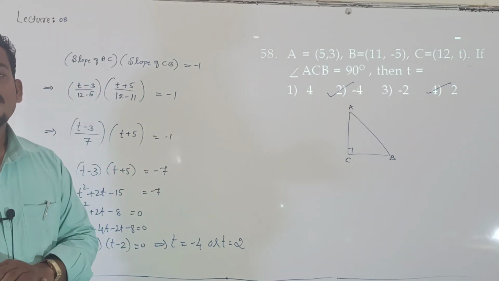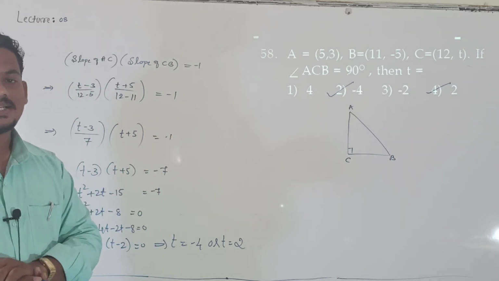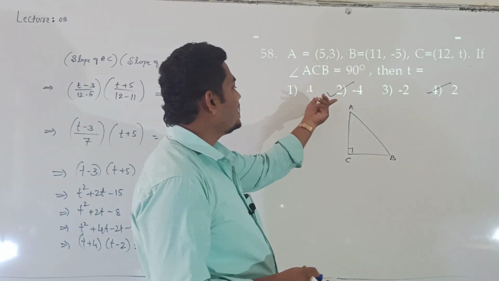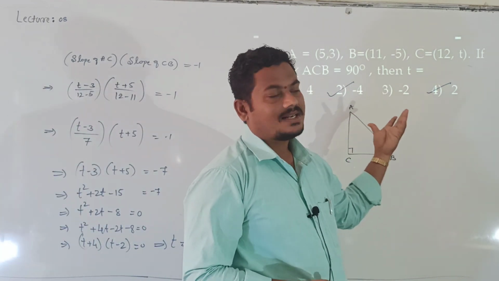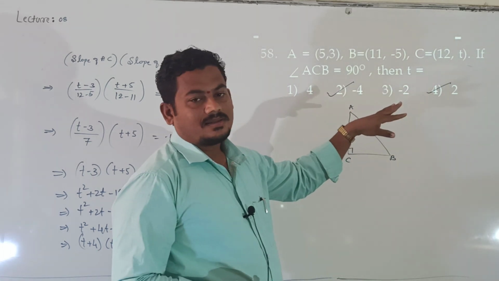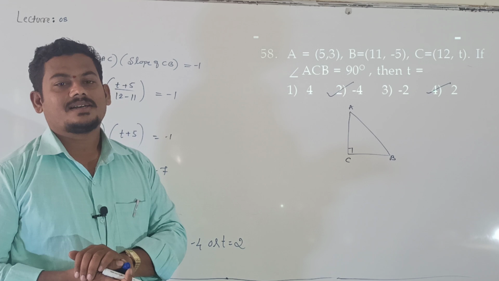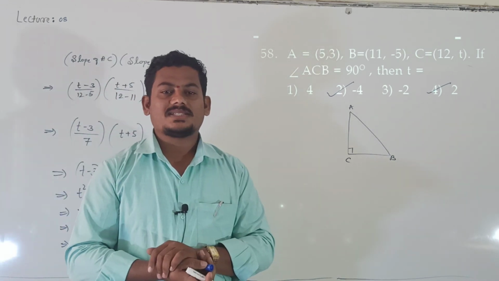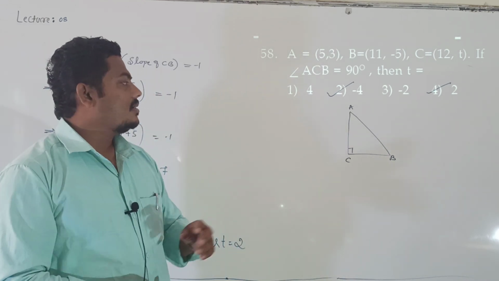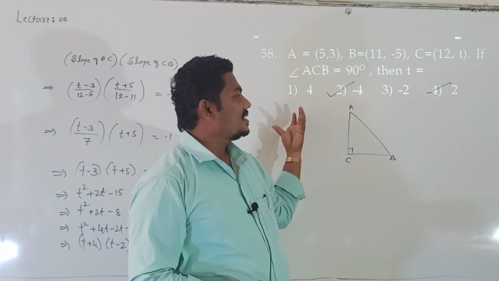Usually in the CET exam they give only one correct answer, right? Unfortunately in this question both the answers are correct, right? So both are possible. In such a situation you will get a grace mark, right? Suppose more than one option is possible. Usually they will give only one correct answer, right?